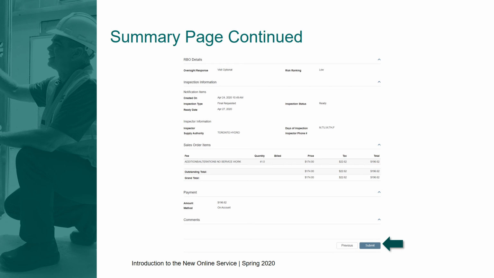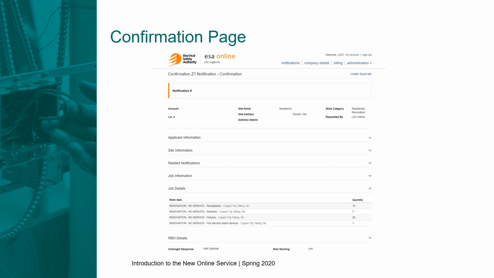The next page you will see is the confirmation page. Once you've submitted your notification, you will be taken to this confirmation screen. In the example, the notification has gone through the system and has been issued a notification number and assigned to an inspector. The notification number is listed in the top left of the screen. If you have multiple notifications of the same type, you can use the Create a Duplicate function from this page to queue up the next permit.